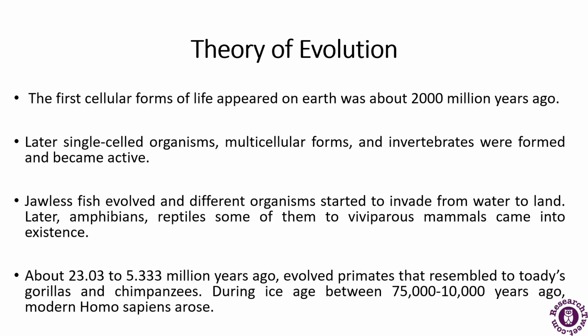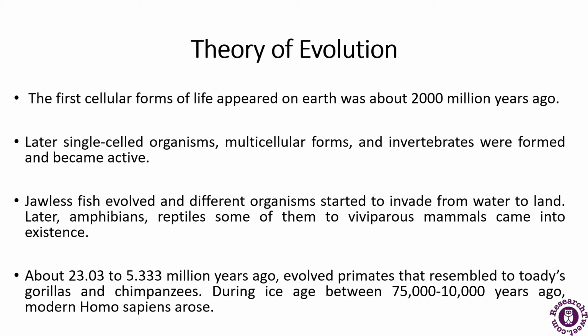The next is the theory of evolution. There were several theories of evolution given. The first cellular form of life appeared on the earth about 2000 million years ago. Later, single-celled organisms, multicellular forms and invertebrates were formed and became active. Then jawless fish evolved, and different organisms started to invade from water to land. Later, the amphibians, reptiles, and some viviparous mammals came into existence.